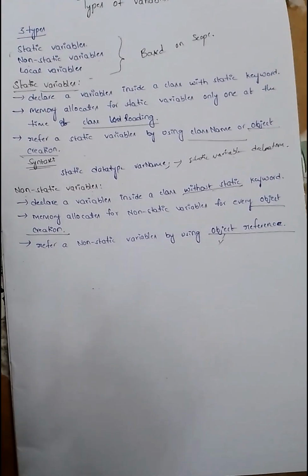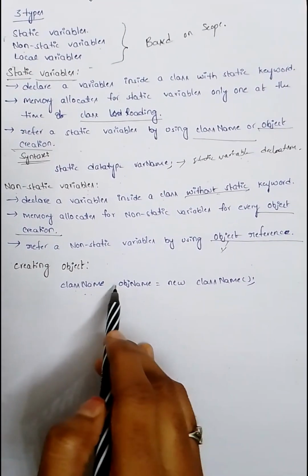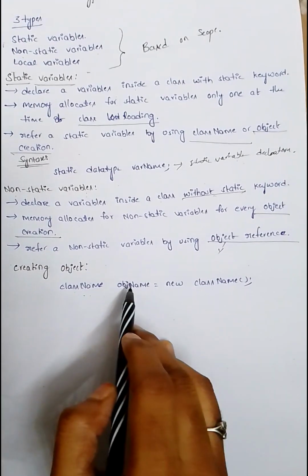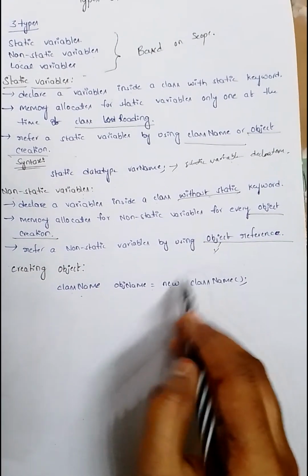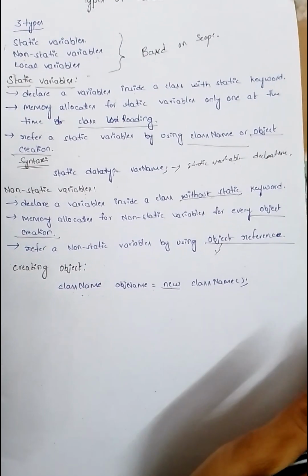Now we can see how to create an object. This is the syntax for creating an object: class name, object name equals new class name. New is a keyword. It is used to create an object of a class.